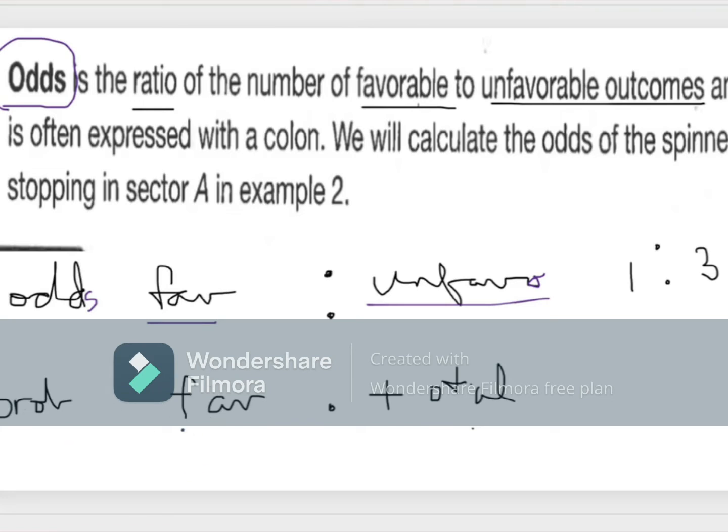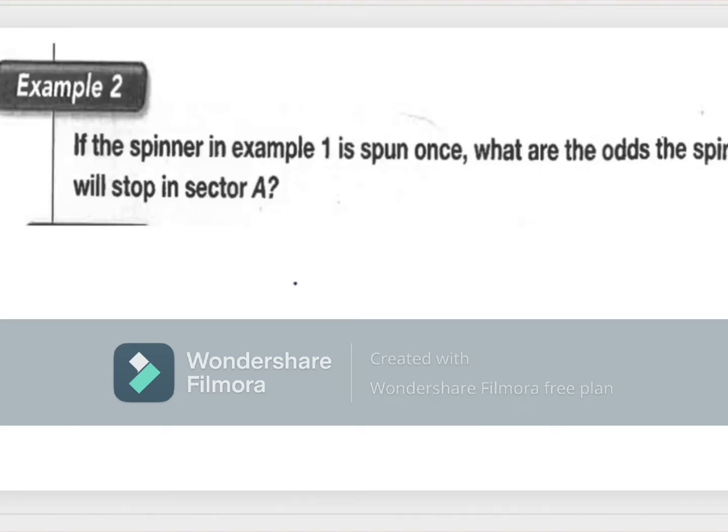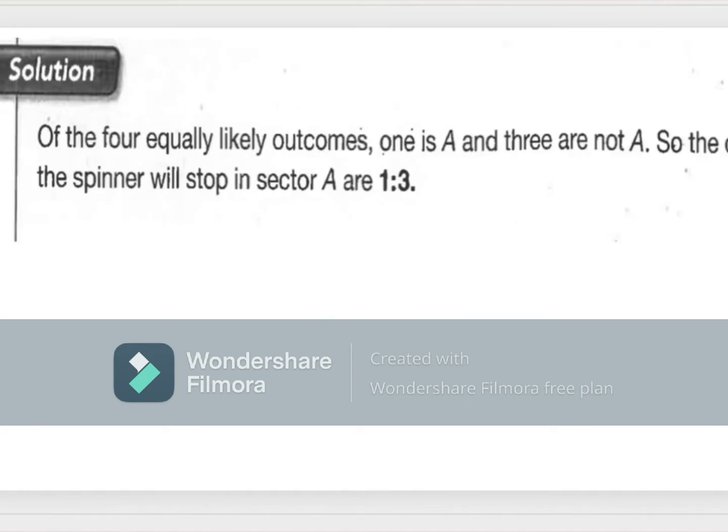Probability is favorable to total. Odds is favorable to unfavorable. If the spinner in example 1 is spun once, what are the odds the spinner will stop in sector A? Okay, so here we're talking about example 1, and it says A, so it's going to be 1, 2, 3, and we usually will put that with a little colon. The odds are 1 to 3, which they show right there.